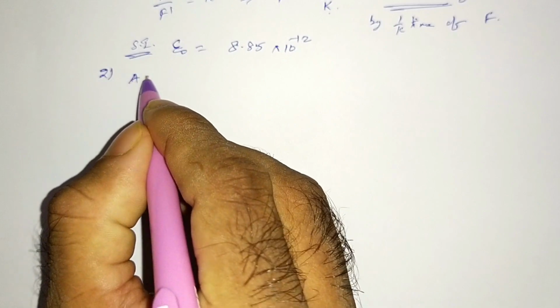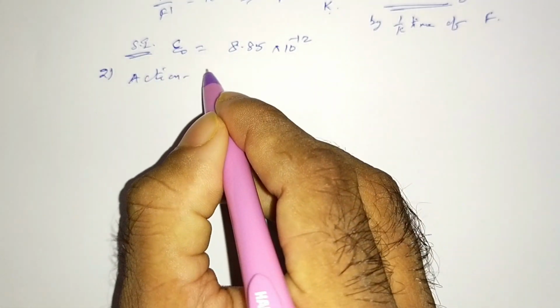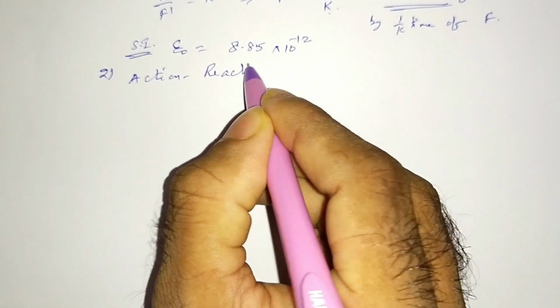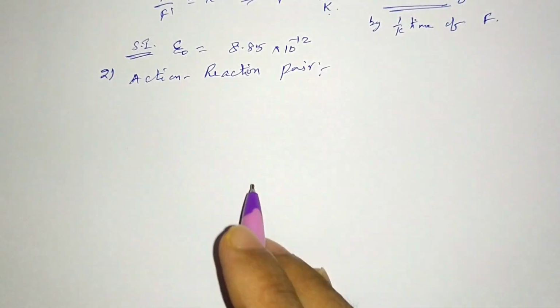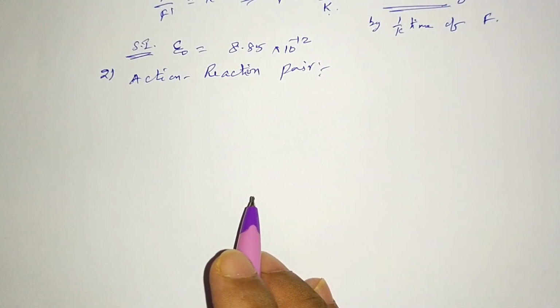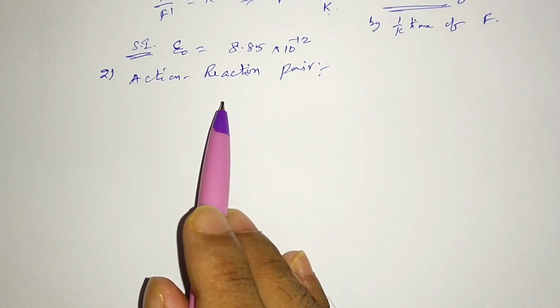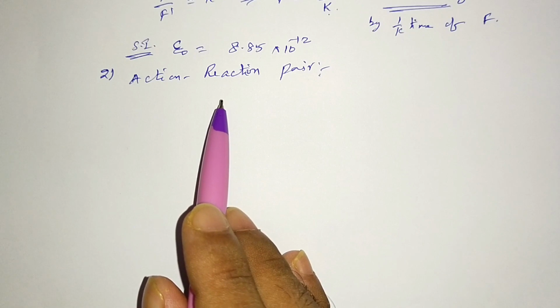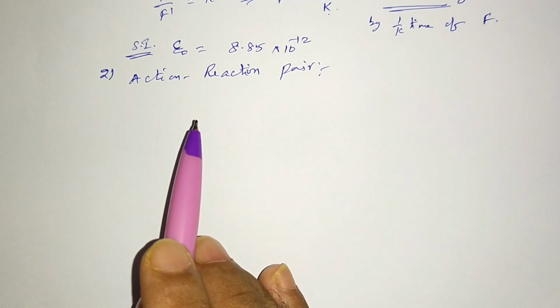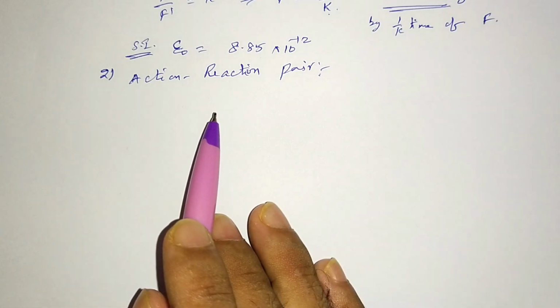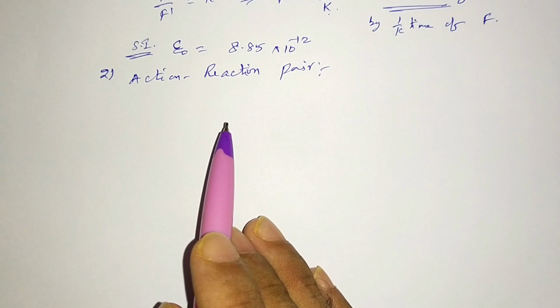It is an action reaction pair. So what is action reaction pair? So whenever you see this, you remember Newton's third law. Yes, very good. So what is Newton's third law? Yeah, for every action there will be an equal and opposite reaction. Here also action reaction pair exists. How? Let us see that.